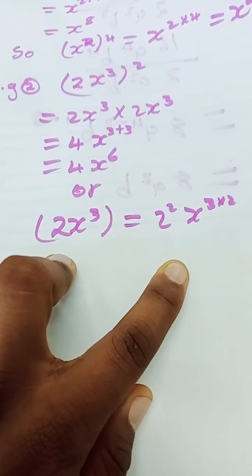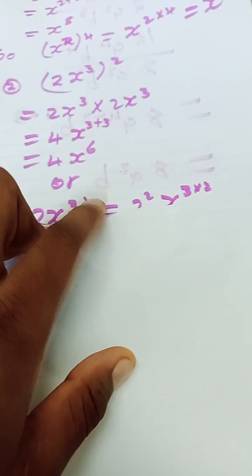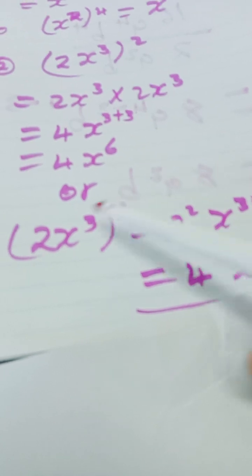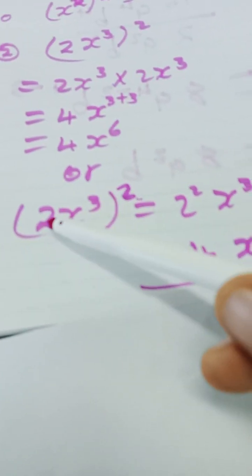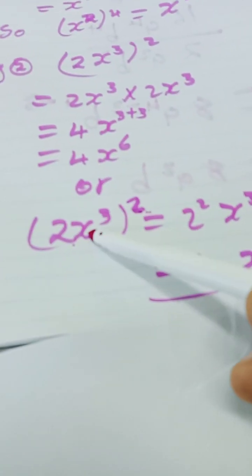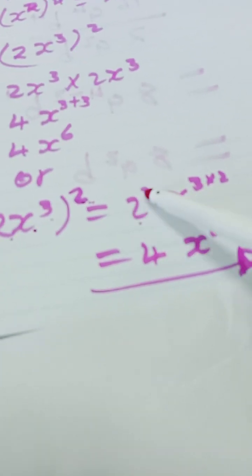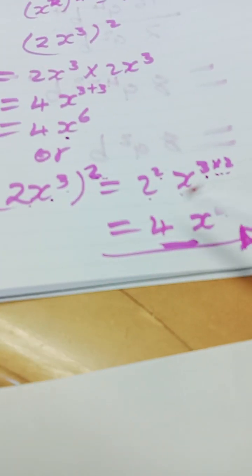So we have 2x to the third, raised to the second, so let me just put the 2 here. If we multiply by this exponent, that means this 2 will have to multiply the constant and multiply the x to the third. So 2 squared, and x to the 3 times 2. 2 squared will give us 4, and x to the power of 3 times 2 will give us 6, which is the same answer as that one. You see, 4x to the power of 6 and 4x to the power of 6.